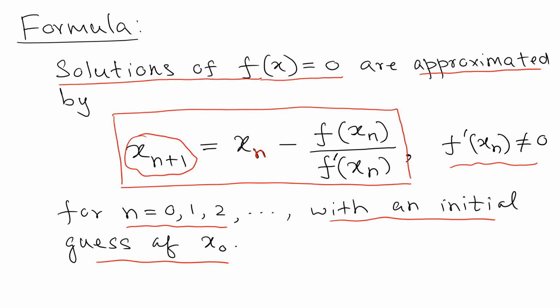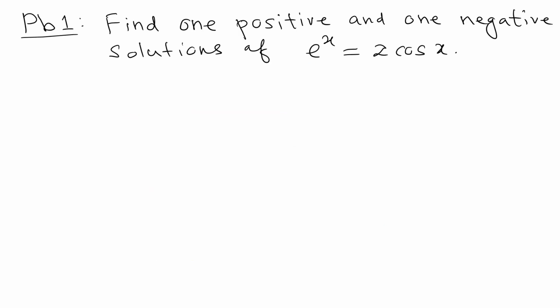Okay, so let's try to solve the problem that we could not do and see how successful we are. Let's look at the problem: find one positive and one negative solution. We know that there are infinitely many solutions, so let's try to find one positive and one negative. Let's start with an initial guess of x equal 1. That may be a good guess.